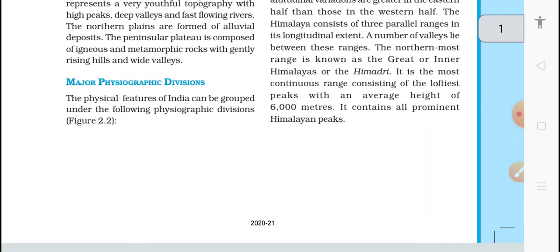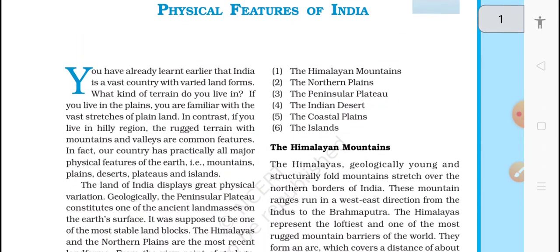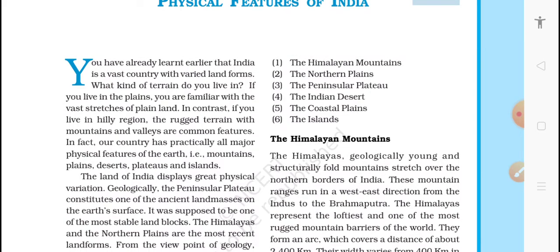So in this chapter we will see the major physiographic divisions. The physiographic features of India can be grouped under these six points: the Himalayan mountains, the northern plain, the peninsular plateau, the Indian desert, which is in West Rajasthan, the coastal plain, our south coastal area, and the islands. The islands we have are Lakshadweep and Andaman and Nicobar. These are the groups of islands our country has.